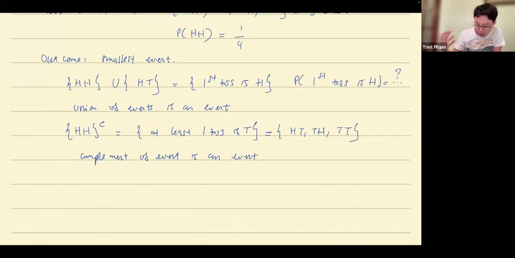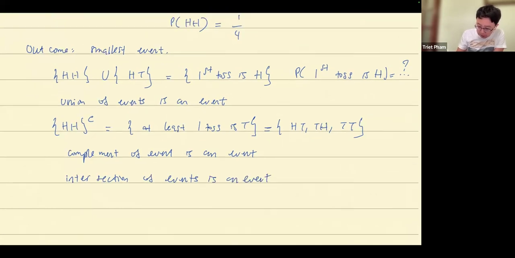From which, I won't tell you how, but maybe I'll tell you, the combination of union and complement will give you intersection. So it will also give you the idea that intersection of events is an event. All right, so basically, it says that events are pretty robust under the set operations, right? Another way to say it is events are closed under union, intersection, and complement. But at this level, I won't bother to tell you all the details, but it is not really always true.